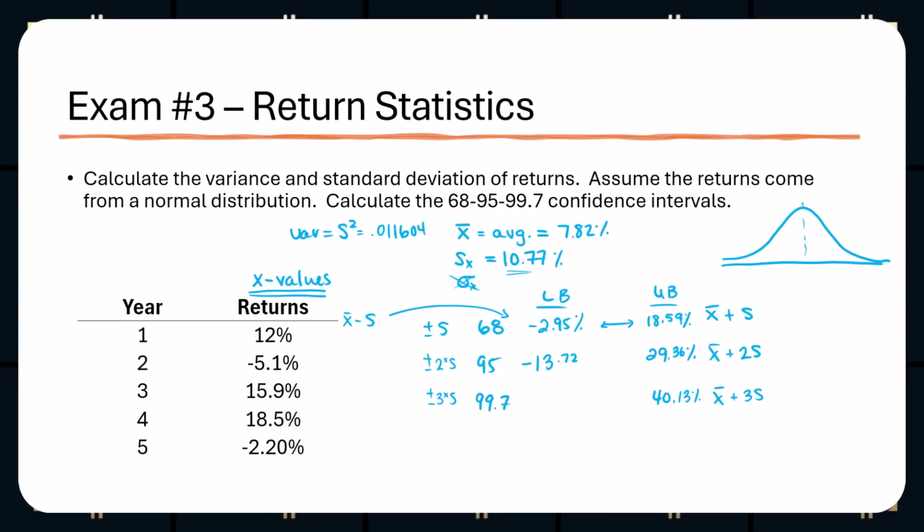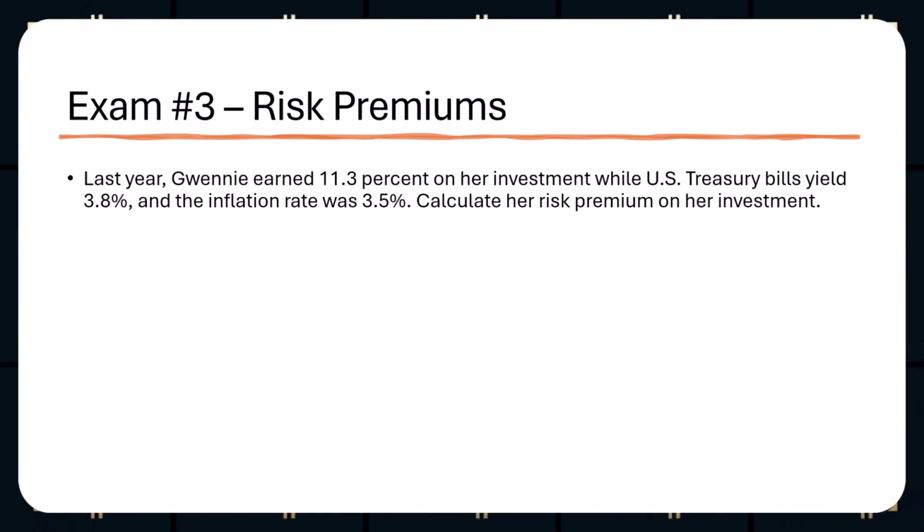Now, similarly, we're going to subtract off another 10.77%, and we find that the lower bound on the 95% confidence interval is negative 13.72%. That is, 95% of all returns that come from this asset should fall within that particular range. Last but not least, we're going to do another standard deviation, and we find negative 24.49%. I want you to think about this for a second. What this is telling us is that 99.7% of all of the returns for this asset should fall between negative 24.49% and a positive 40.13%. That's pretty cool.